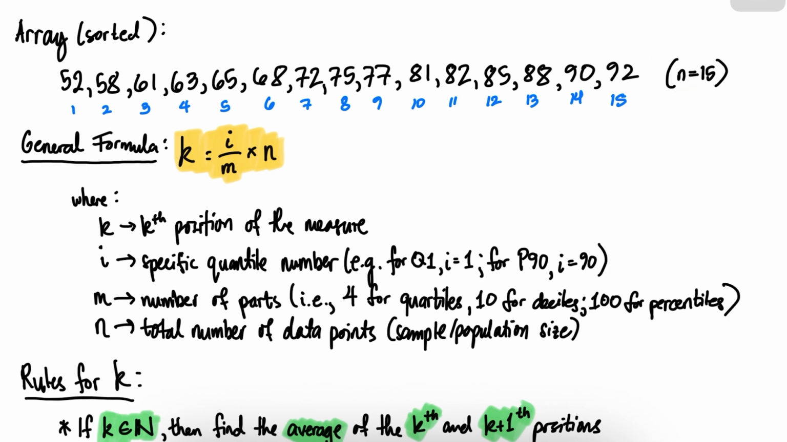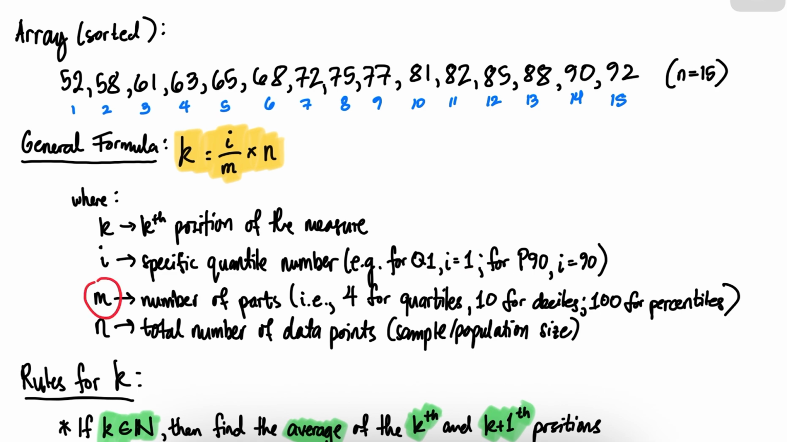And the formula that we're going to make use of is this general formula. K stands for the kth position in the measure. We have the i here, which is the specific quantile number. Quantile, by the way, is also known as the measure of non-central tendency. This is used synonymously with the word fractile in some books. So for example, if we're looking for Q1, the first quartile, the i would be 1, while for P90, the i would be 90. I think that's pretty much straightforward.